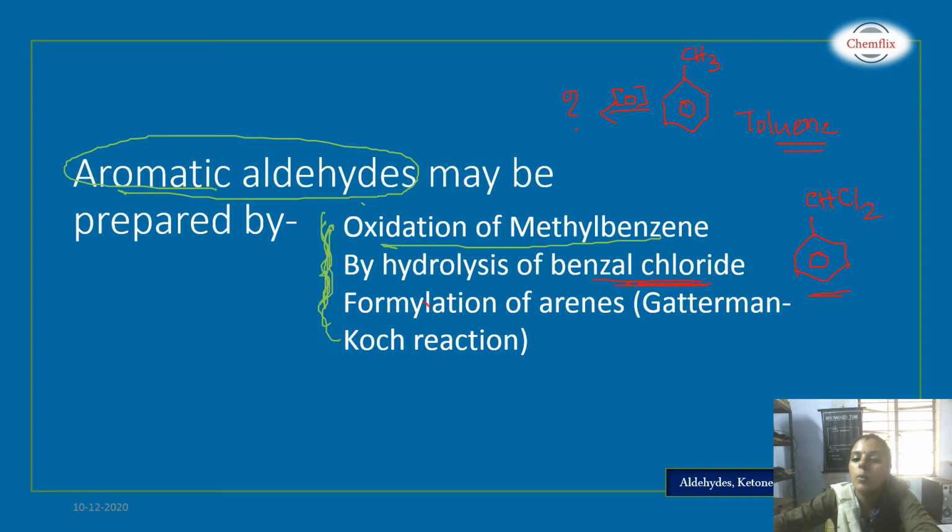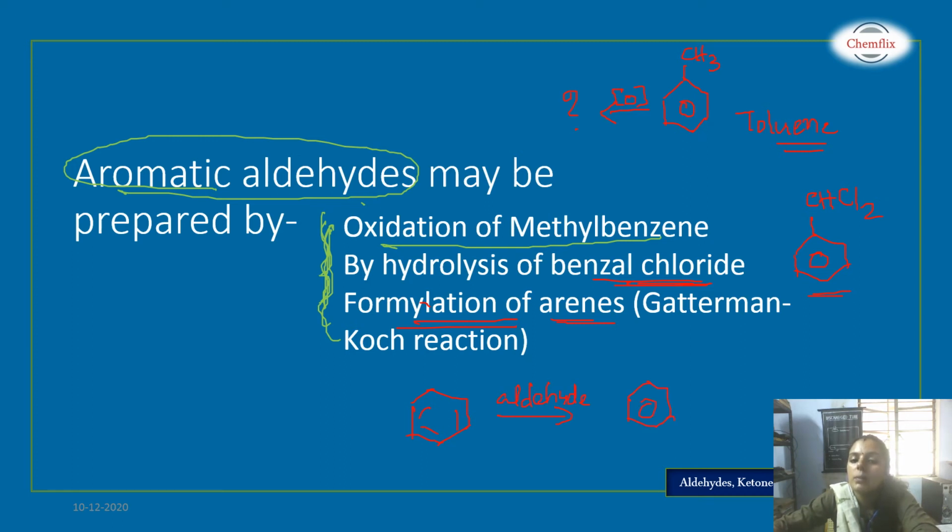The next one is formylation of arenes. That means you are taking an arene. I'm going to draw an arene here, that is our benzene ring. So you are going to formylate, it means you are going to add an aldehyde group to this. So then you will get benzaldehyde.